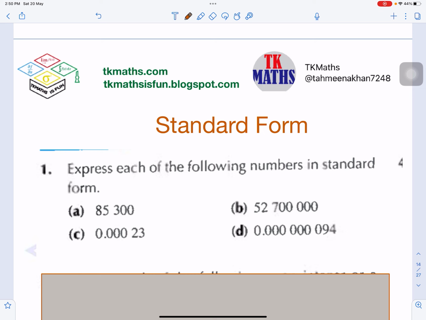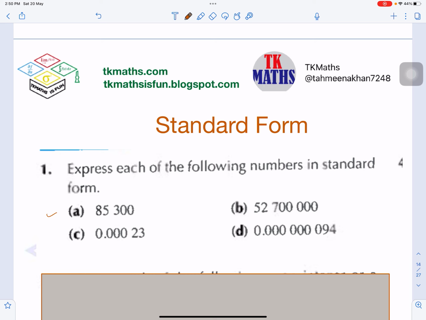In this video, we will see the concept of a standard form, how to change an ordinary number into standard form, or a standard form into an ordinary number. So this form which you can see at the moment on the screen is called an ordinary number, right? But what is a standard form?